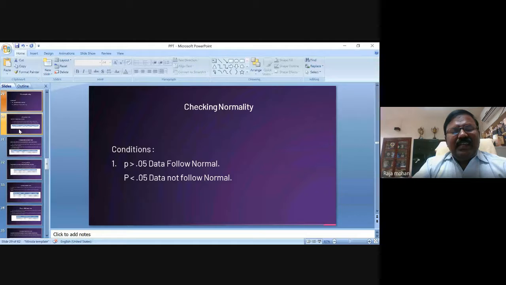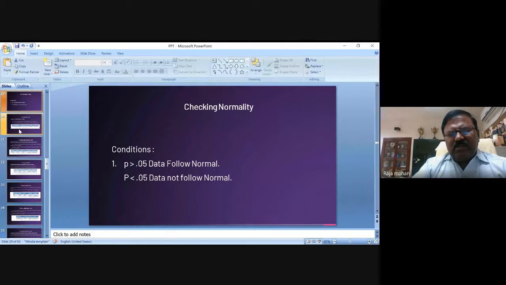Checking of normality: here the value should be more than 0.05. When the value is more than 0.05, it is normal, and if not, it is not normal. Even by using skewness, we are finding out normality. The skewness value should be between -3 and +3, and then the data are normal. I read this in an article, and you might have come across it.